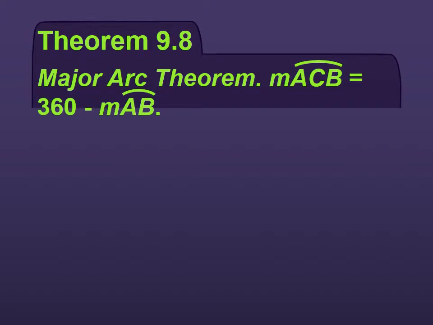We also have a theorem about the major arc. And remember, major has to be more than 180. So the measure of a major arc ACB is equal to 360 degrees minus the measure of arc AB.